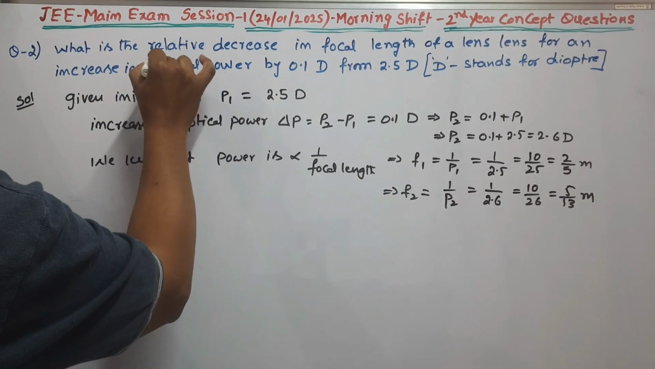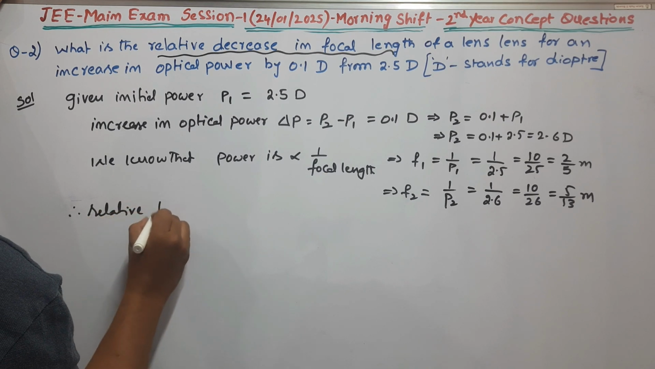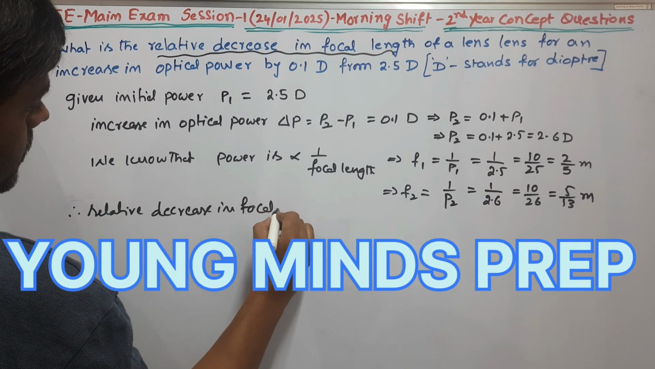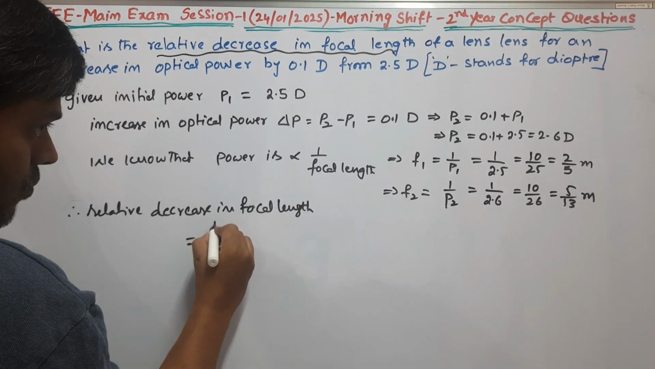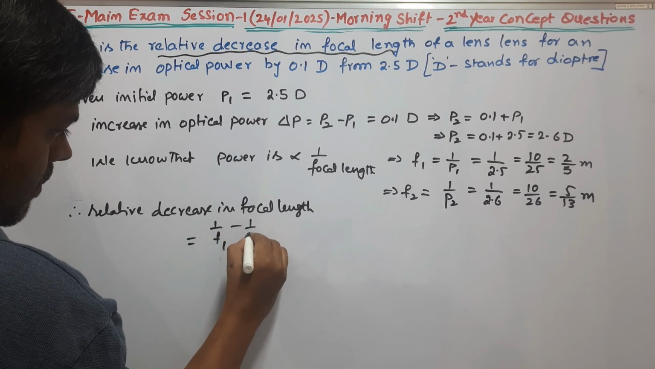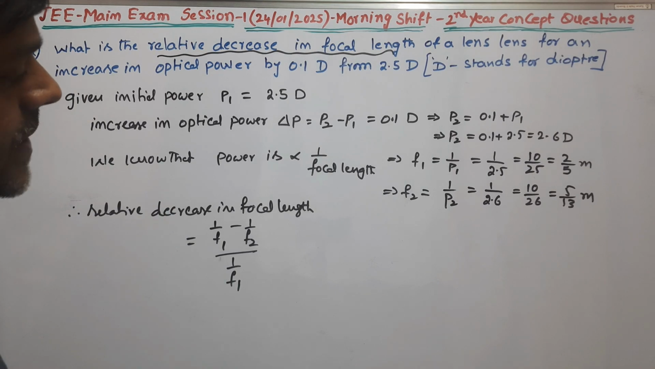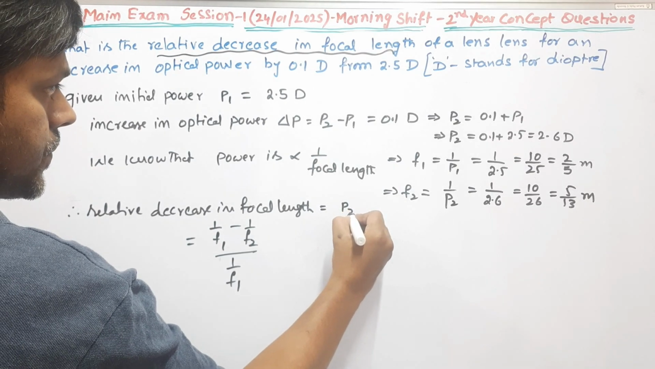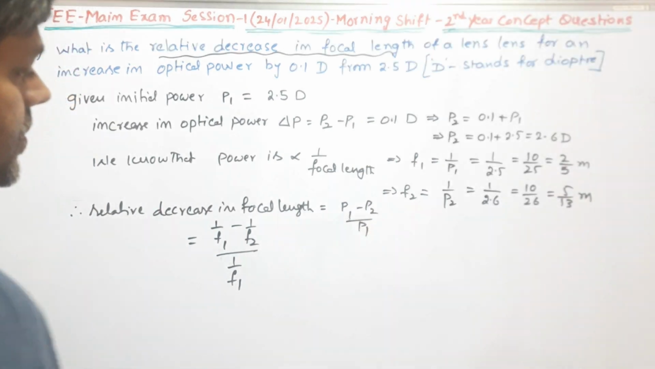So what is being asked? The relative decrease in focal length. Therefore the relative decrease in focal length is equal to f1 minus f2 by f1, compared to the initial f1. Why? Because the relative decrease in focal length, in terms of power, is P1 minus P2 by P1, compared to the initial one.